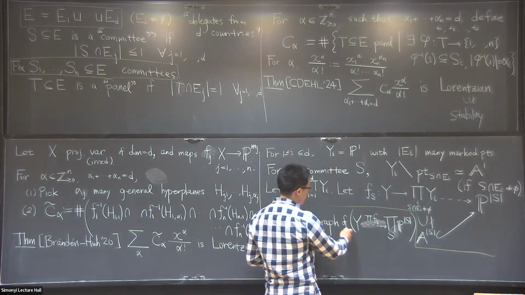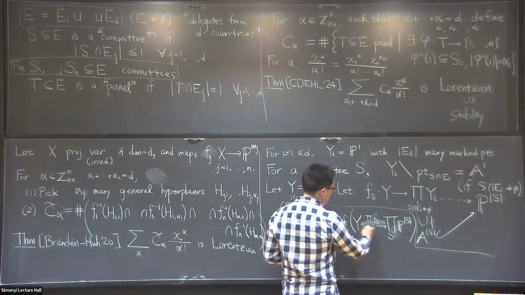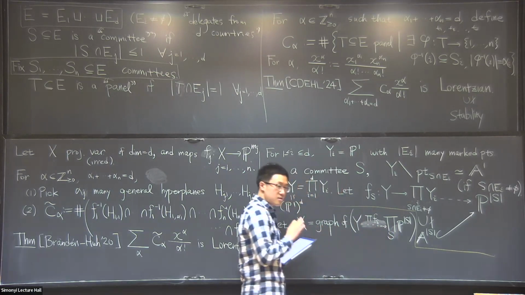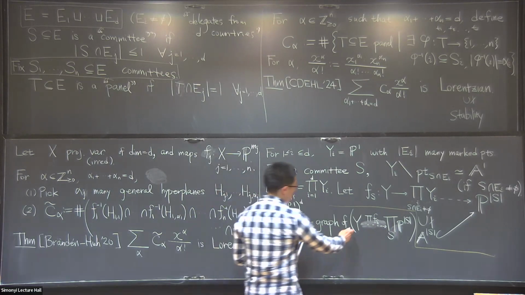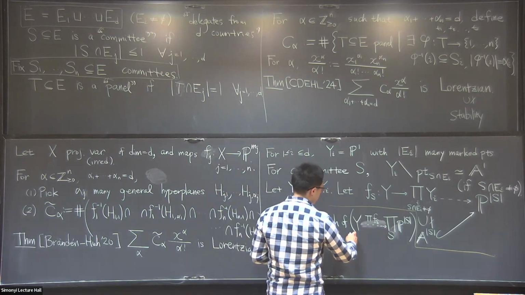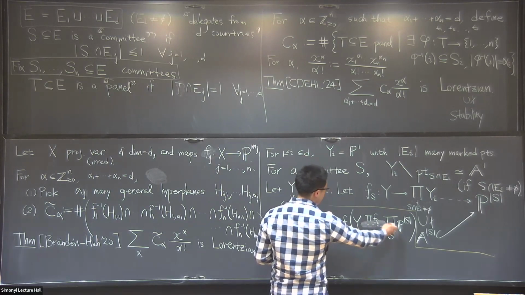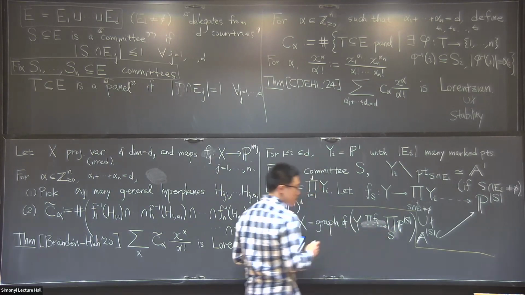And by graph, I mean, I look at where this is defined, which is defined in some dense open subset, and then take closure. By graph, I mean, look at the usual graph of this map on an open subset, and then take closure.